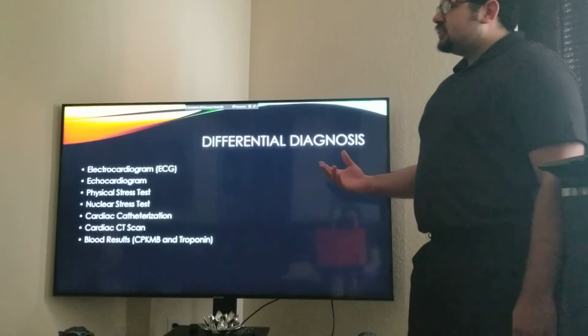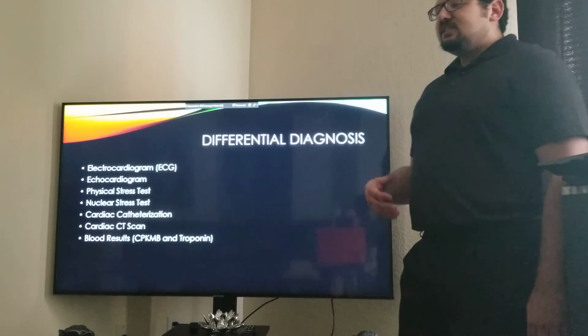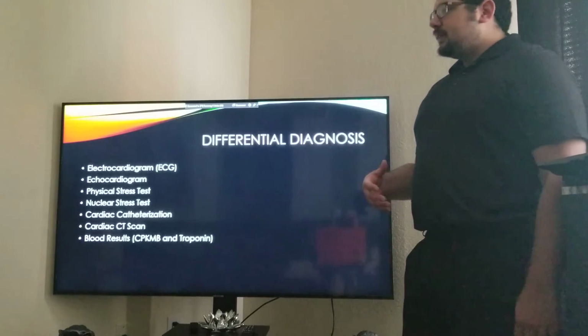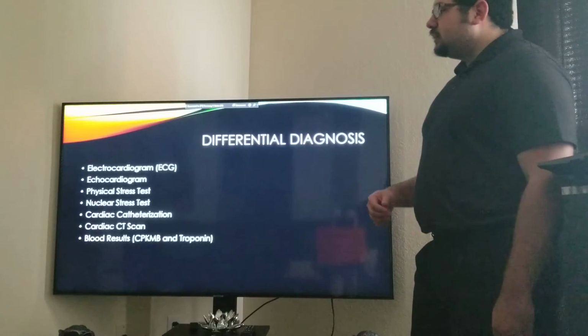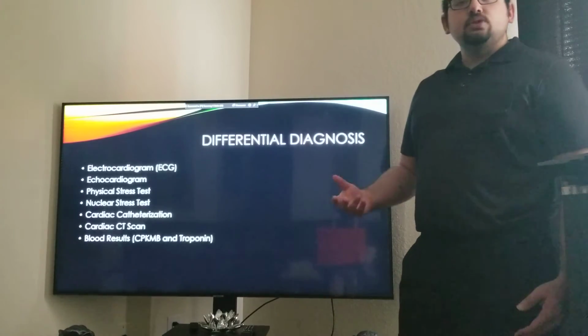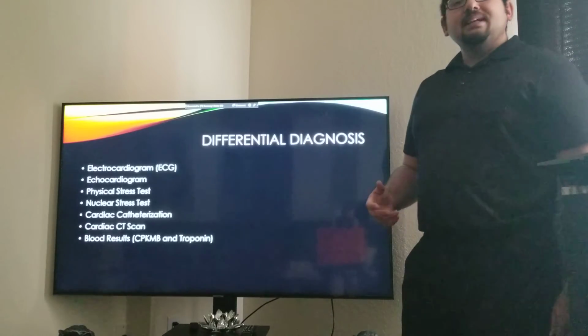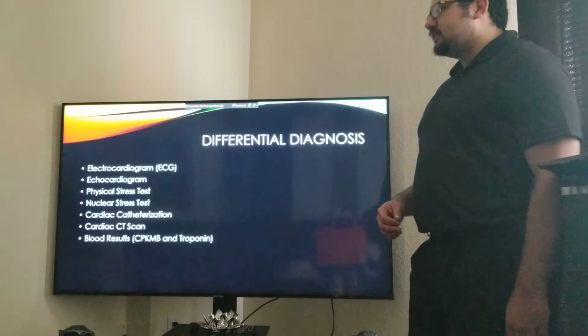Now we have a physical stress test and a nuclear stress test. Both are used in order to simulate physical activities in order to see what's going on with the arteries. Typically, during stressful events or physical events, the heart will constrict. For physical stress tests, we'll typically use things like a treadmill or other physical activities. With a nuclear stress test, we'll end up using medications to mimic physical-like symptoms or physical activities.